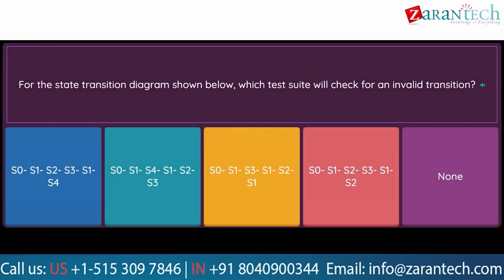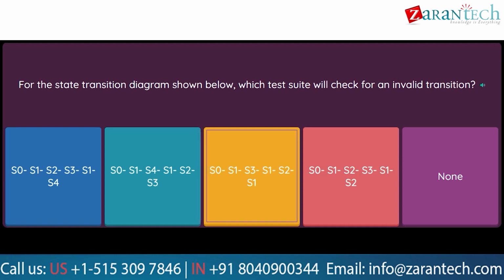Question: For the state transition diagram shown below, which test suite will check for an invalid transition? Option 1, S0, S1, S2, S3, S1, S4. Option 2, S0, S1, S4, S1, S2, S3. Option 3, S0, S1, S3, S1, S2, S1. Option 4, S0, S1, S2, S3, S1, S2. Option 5, none.